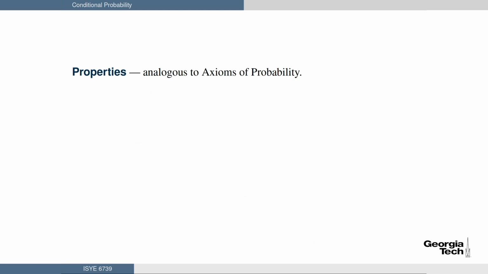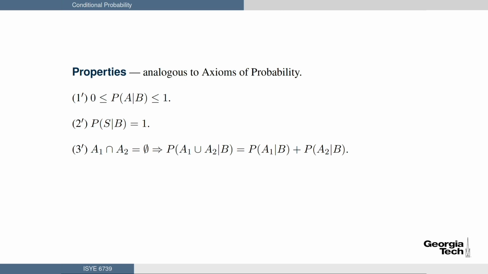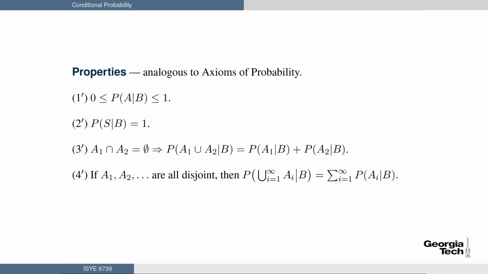Finally, let me talk about a couple properties analogous to the axioms of probability. These are properties of conditional probability. First of all, conditional probabilities are between 0 and 1. No surprise, they're probabilities. The probability of something happening in the sample space given any event is 1, because something still has to happen. If 2 events are disjoint, then the probability of their conditional union is the sum of the conditional probabilities. So again, not a surprise. And then the same kind of thing holds for infinite disjoint union.